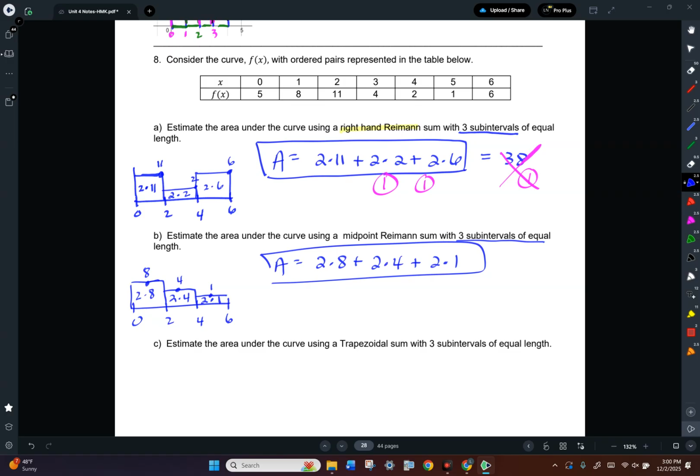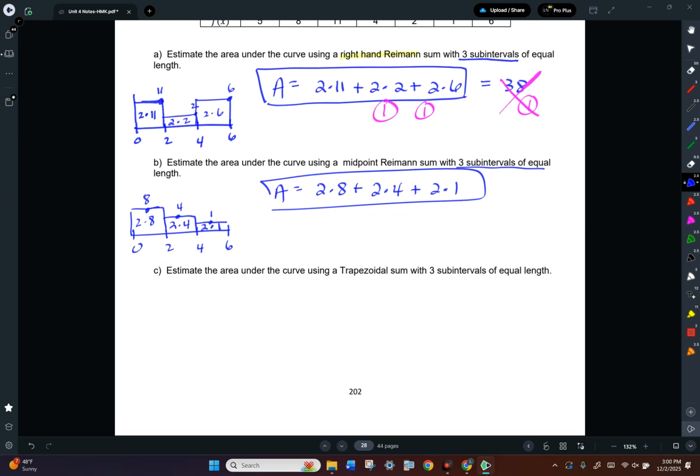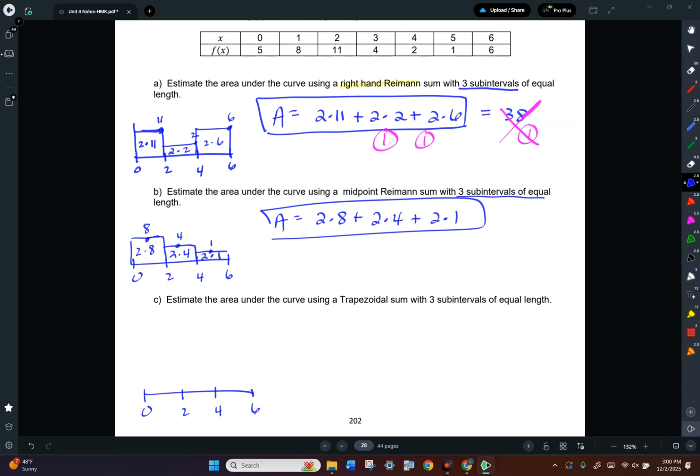Okay, look at letter C. Estimate the area under the curve using a trapezoid. Again, though, we want 3 intervals, so 0 to 6. I want them to be equal intervals. They're not always equal. They will tell you if they have to be equal. In this case, they say equal. Okay, so for a trapezoid, I need to know both sides, right? So I know at 0, it was a height of 5. And at 2, it was a height of 11. So there's the first trapezoid.